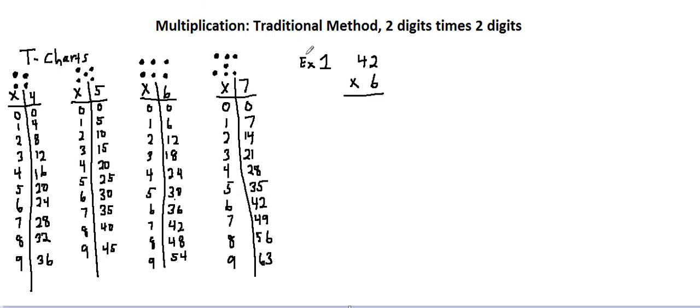Alright, in this video I'm going to show you how to multiply 2 digits times 2 digits using the traditional method. Now if you notice here, I have a 2-digit times 1-digit problem, and I like to use that to build from. So first we start with the 6, and we're going to multiply that times 2, and I have T-charts made for all the problems that we're going to do today. So I have 6 times 2 is 12.